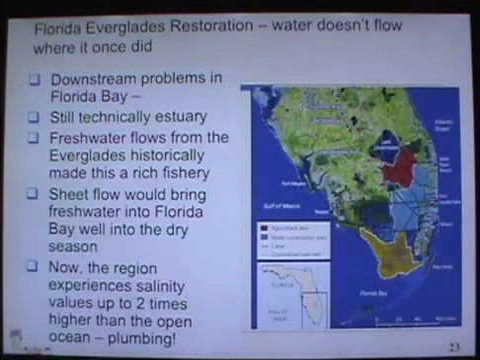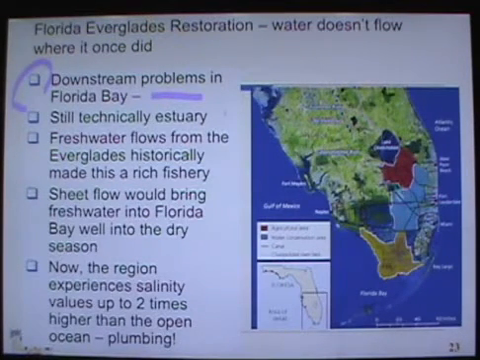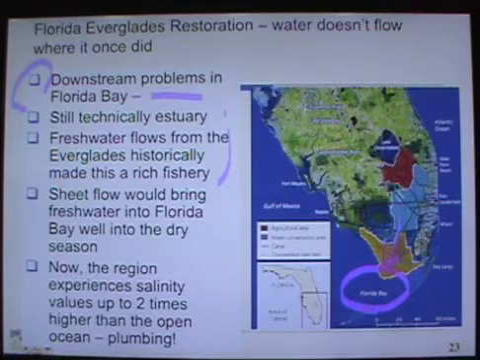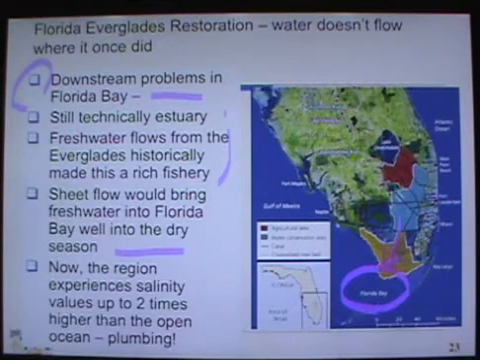So the water doesn't flow where it once did. We now have downstream problems in Florida Bay. It's still technically an estuary. Estuary is where saltwater and freshwater mix down here in Florida Bay. But freshwater flows historically made it a very rich fishery. Got all that sheet flow, bringing all that water into Florida Bay, keeping the salinity at the right levels.